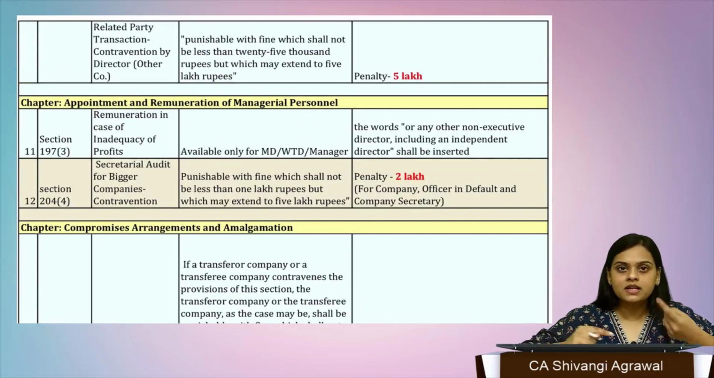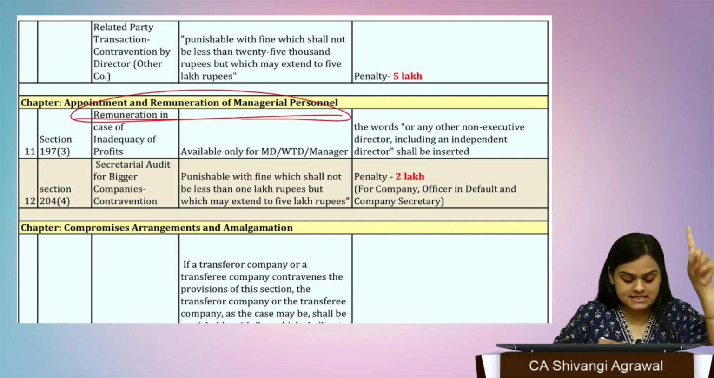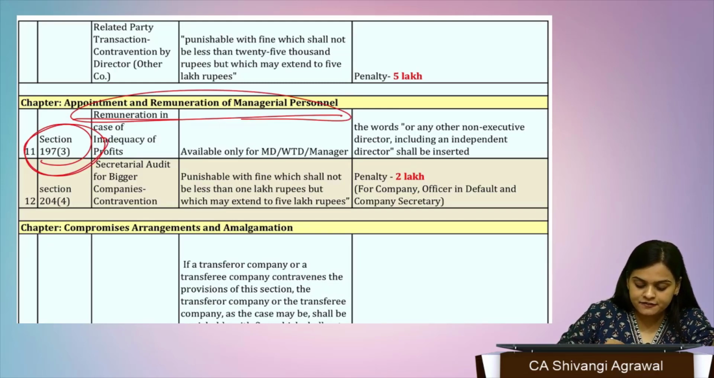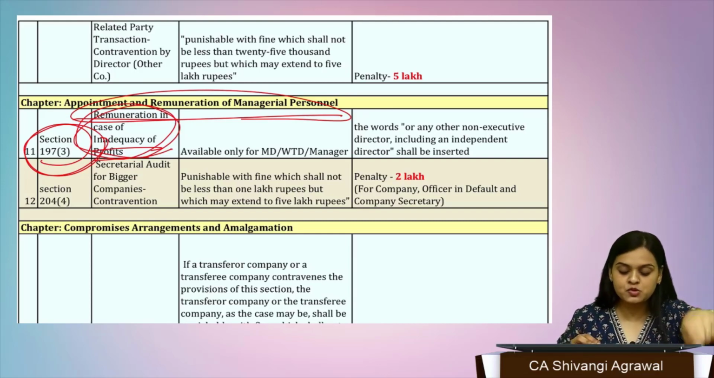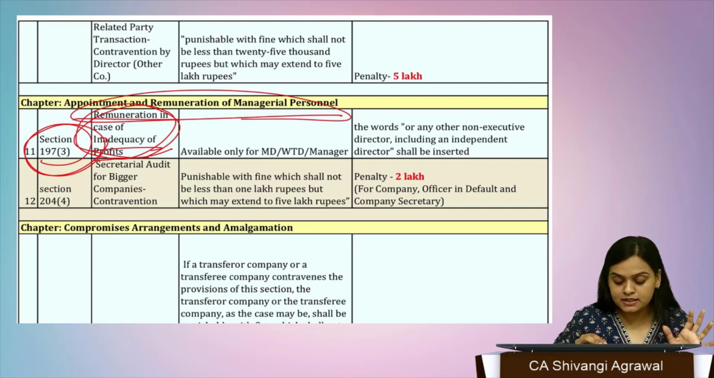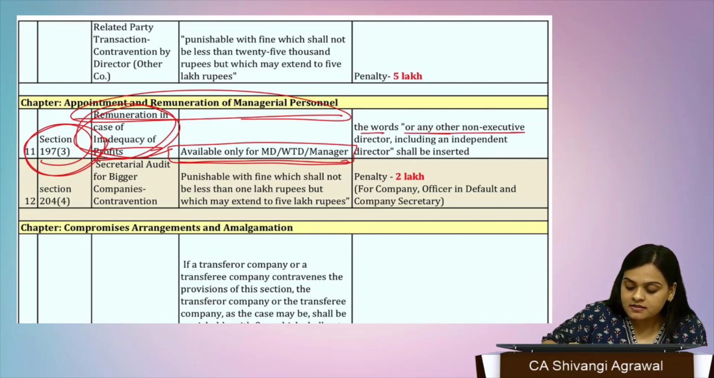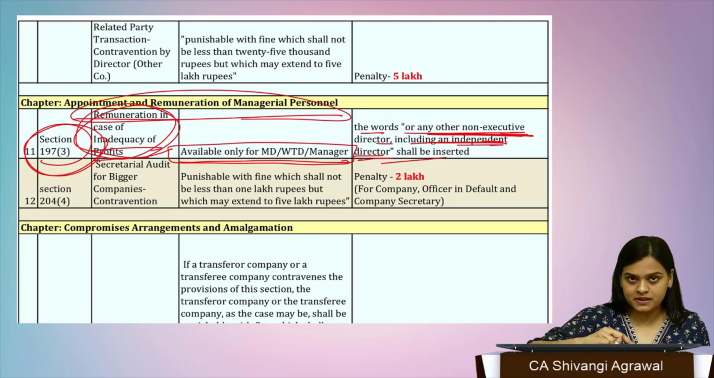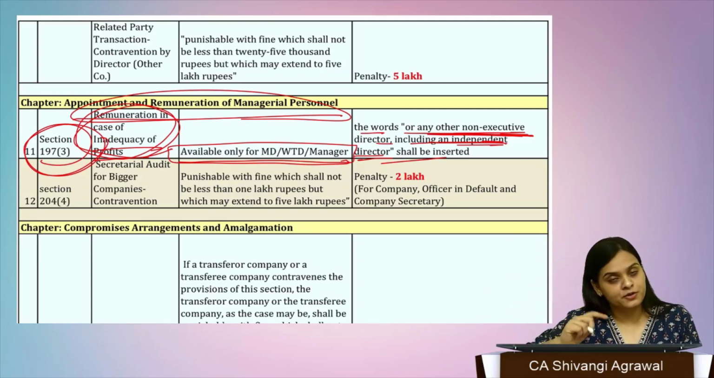So for remuneration, we will switch to the chapter on appointment and remuneration of managerial personnel. In this, when we talk about section 197, earlier we used to find that if there are inadequate profits, remuneration can be paid only to managerial personnel. But now this also marks an amendment. Earlier this was available only for these three people. Now the words "or any other non-executive director, including an independent director" shall be inserted. So now the remuneration is available for non-executive directors also in case of inadequacy of profits.